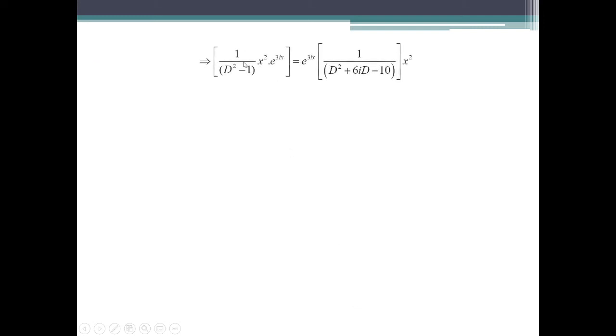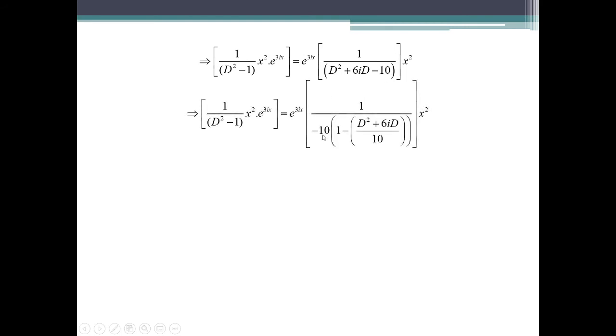Then we get left hand side as it is, here e to the power 3ix, and we simplify the denominator term of the right hand side. We get this value. Now here x square, therefore we apply the third case. For the third case we take the lowest term common from the denominator, that means minus of 10 we take outside. Therefore minus of 10 we take outside, e to the power 3ix as it is, forming 1 minus of D square plus 6iD upon 10.